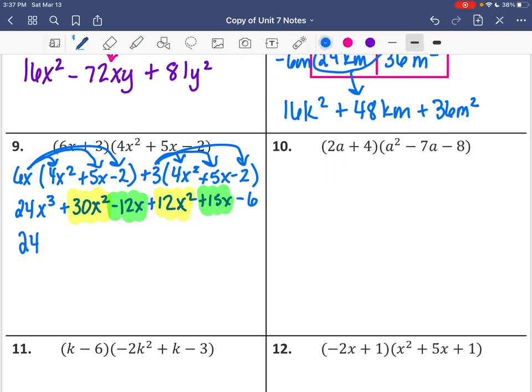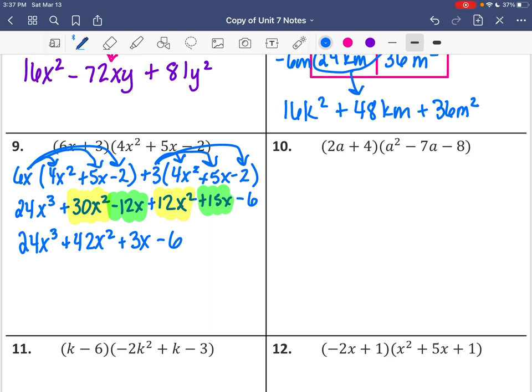So I'm going to bring down my 24x to the third. Then I'm going to add my x squared. So I have 30 plus 12, which is 42x squared. Then I'm going to add my x's. So I have negative 12 plus 15. And so negative 12 plus 15 is positive 3x. And then I'm going to bring down my constant of minus 6.